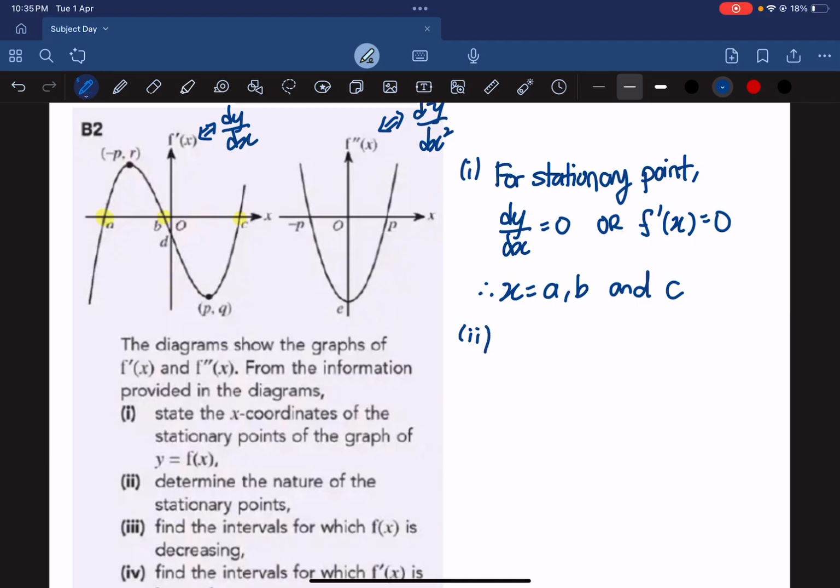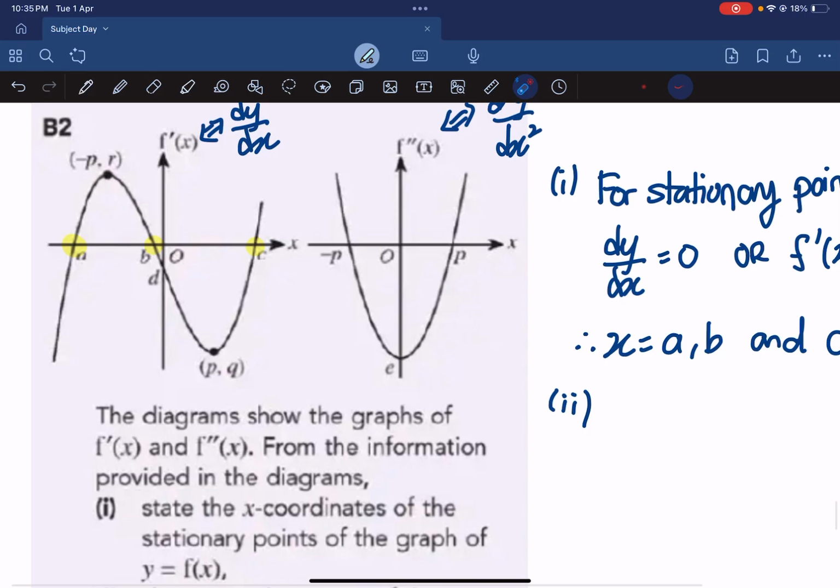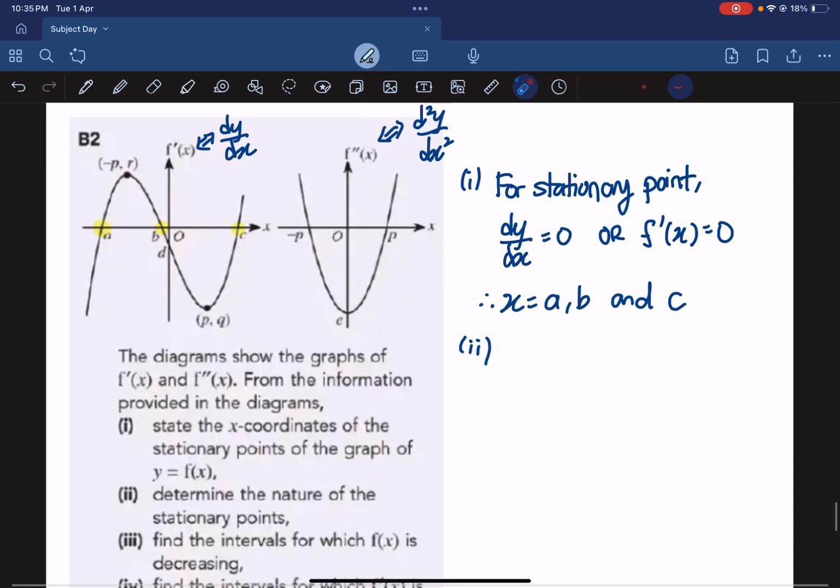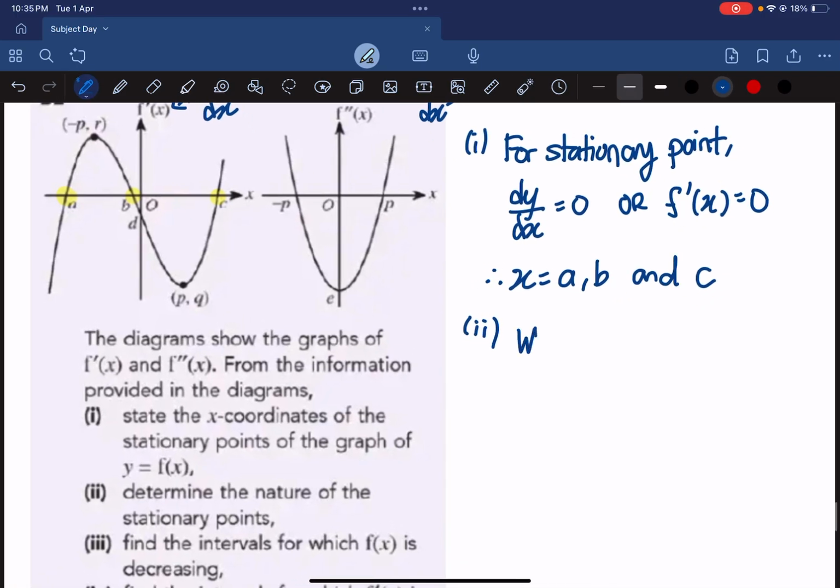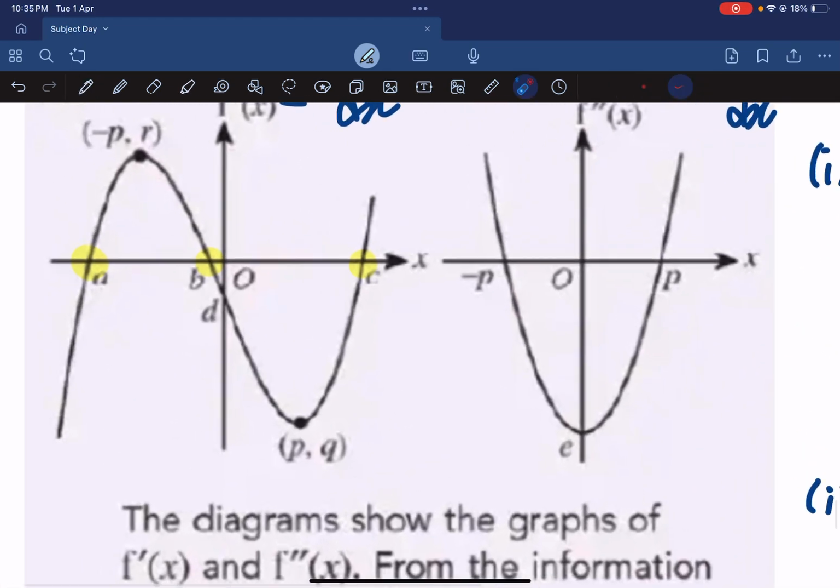Part 2, determine the nature of the stationary points. So we know that on my f prime x graph, whenever f prime x reaches 0, this is a stationary point. How do I determine the nature of the stationary point? So let's analyze the first part. Okay. Let's try this one by one. When x is equal to A, we analyze the graph. This part of the graph over here, this is a stationary point. B is also a stationary point.